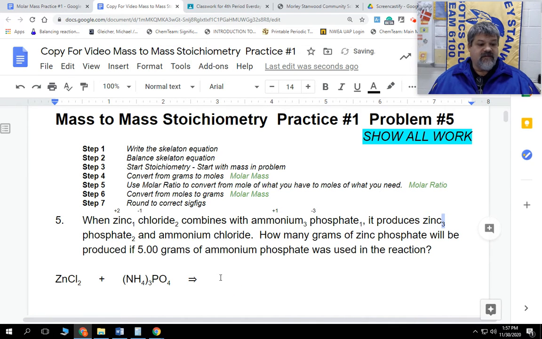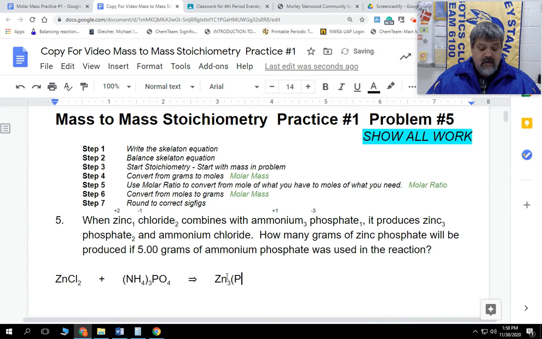So we said zinc phosphate. So we're going to put Zn. I need a subscript of a 3. And then I have 2 phosphates, which means we need to put parentheses around it. So we're going to go ahead and put parentheses.